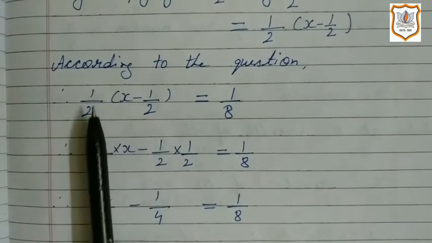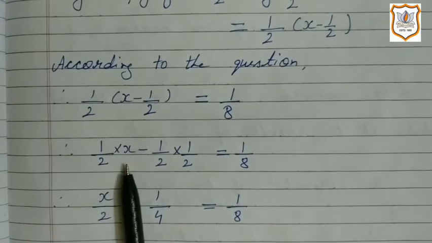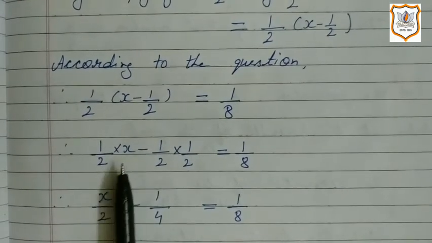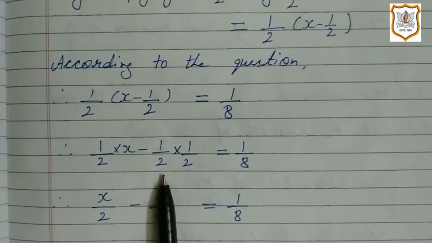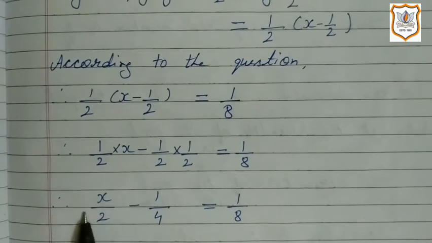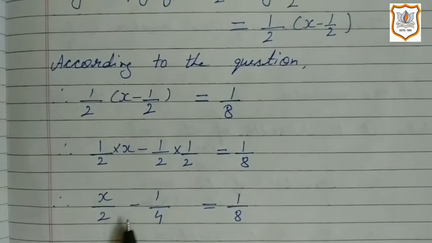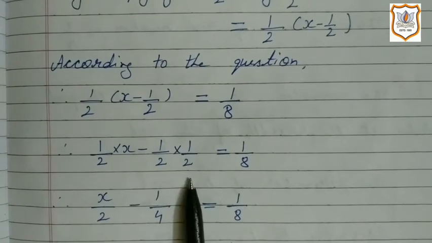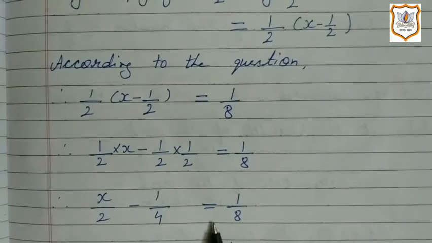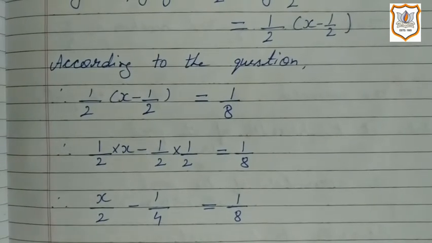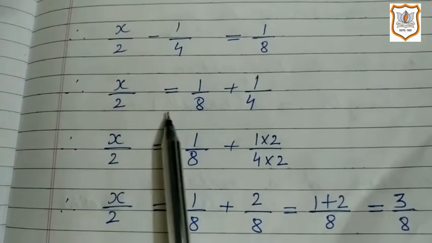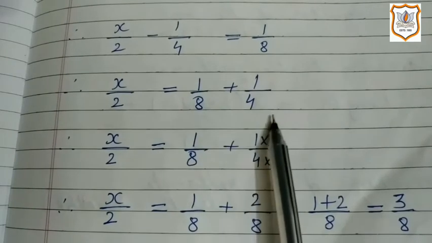Now, we open the bracket. We multiply 1/2 by x and 1/2 by 1/2. So, we write 1/2 multiply x minus 1/2 multiply 1/2 is equal to 1/8. We write x/2 minus 1/4 is equal to 1/8. Look here, x/2 is equal to 1/8 plus 1/4.